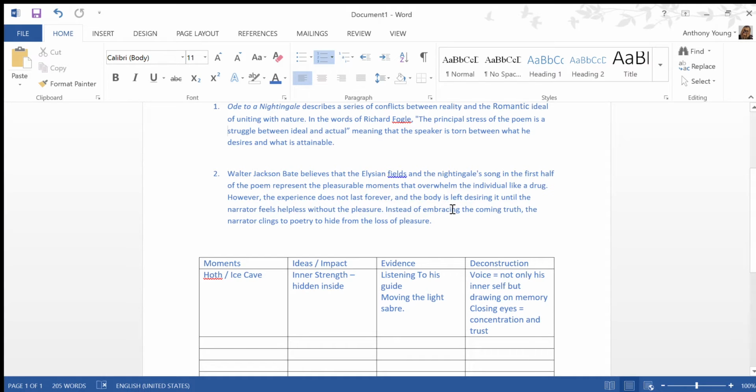represent a pleasurable moment that overwhelm the individual like a drug. However, the experience does not last forever, and the body is left desiring it until the narrator feels helpless without the pleasure. Instead of embracing the coming truth, the narrator clings to poetry to hide from the loss of pleasure. So there's actually several ideas within that. So there's an interpretation of the poem that's offered.